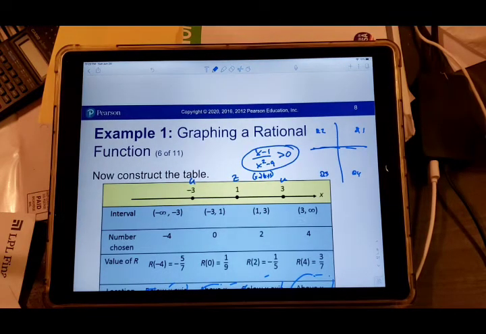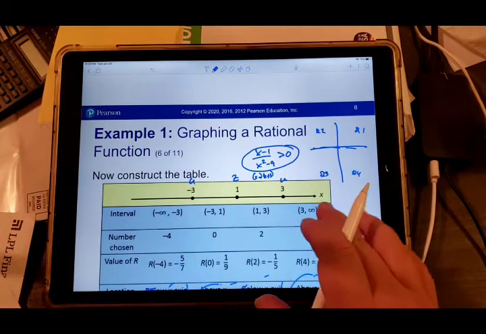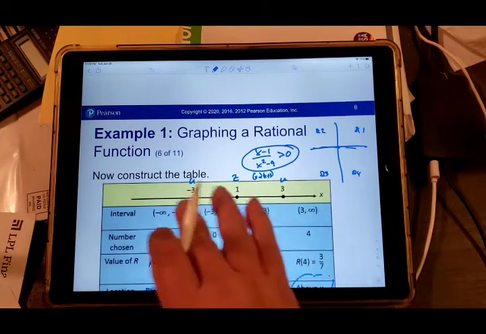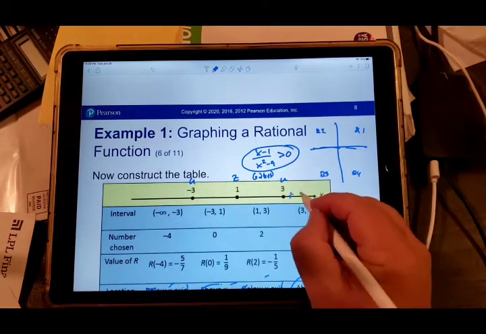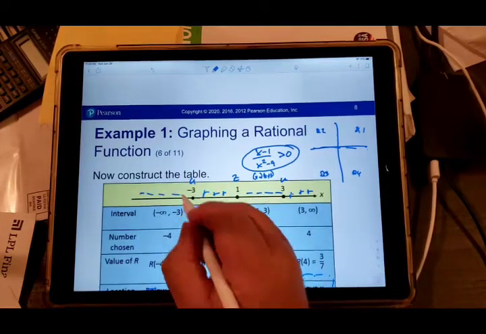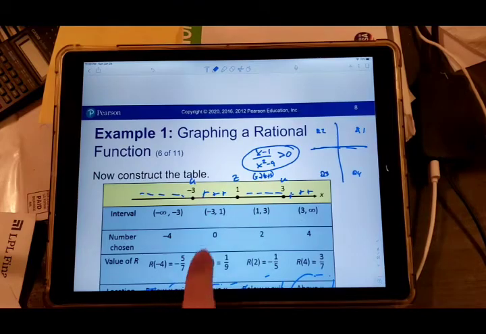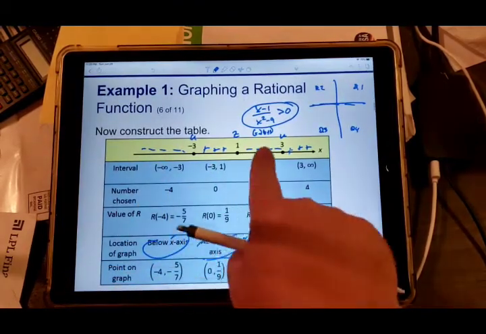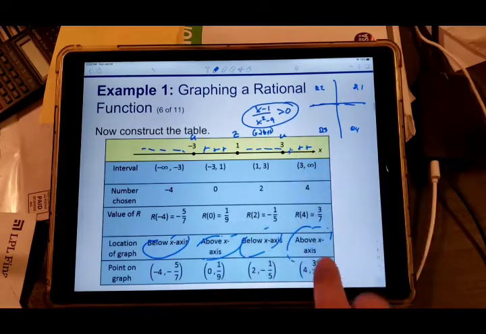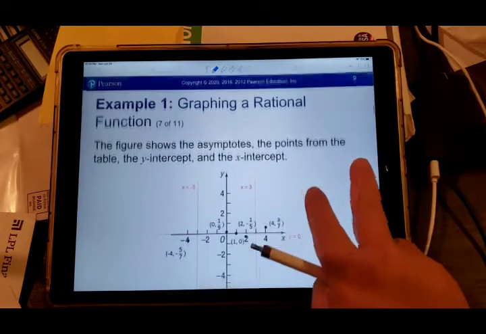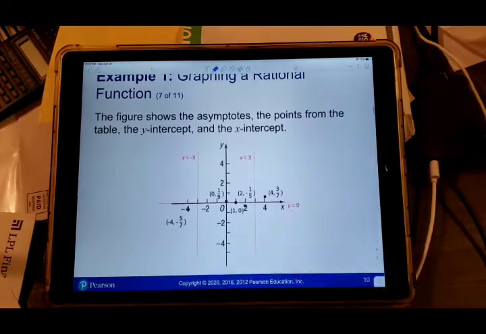And then you just take a test point in each interval, and you would find out everything they said here. When it's minus, it's below the x-axis. When it's plus, it's above the x-axis. All right, I'm not going to use that, though. Just there it was. I prefer this.